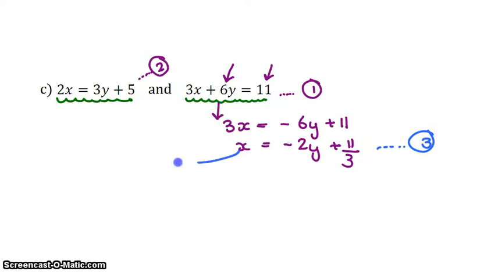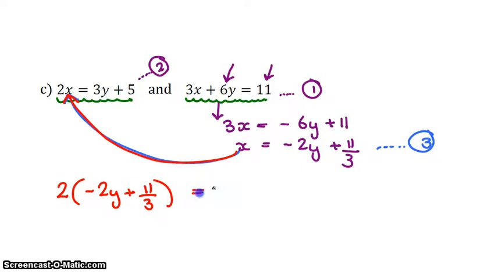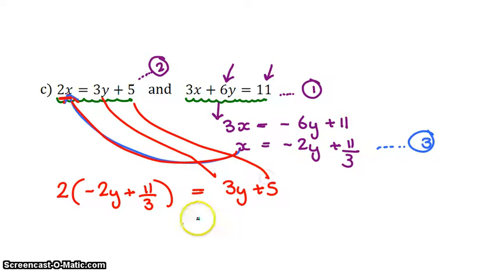I'm now going to place this into equation number 2. Right, I've fixed my pen, so let's carry on. So I'm going to place my x into 2x is equal to 3y plus 5. So I'm going to do 2, and instead of x, I'm going to replace it with minus 2y plus 11 over 3 equals 3y plus 5. So all I've done there is brought all of these things down and replaced my x.